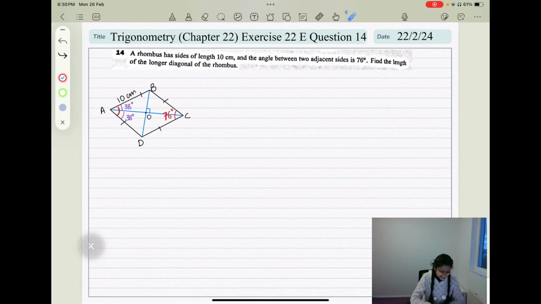Hello everybody, so today we're going to be dealing with Trigonometry chapter 22, exercise 22e, question number 14. This question states that a rhombus has sides of length 10 centimeters. So what is a rhombus?